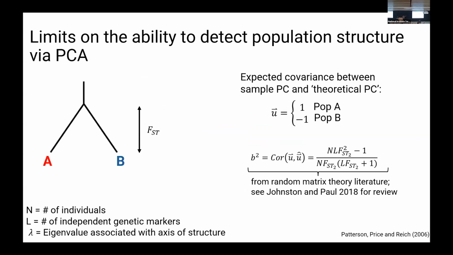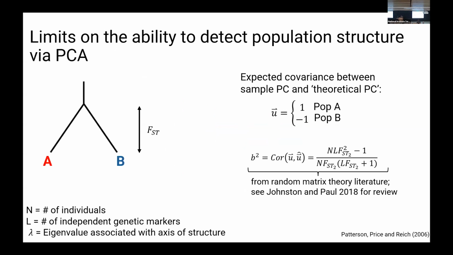And so these are the results from random matrix theory around the behavior of the sample PC. The B squared here is telling us the correlation between the sample PC that PCA gives you and the theoretical population PC that you want to capture, which is the separation between A and B based on this demographic model.